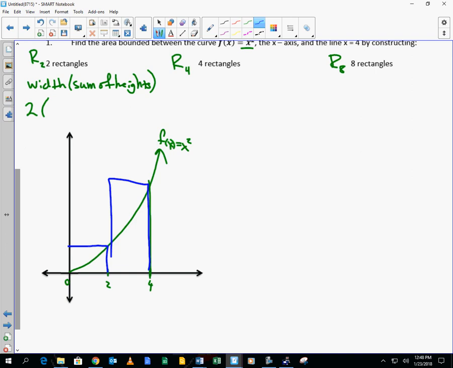So great. What's the first height? 4. How do you get that? And what's the second height? 16. Very good. So I get 2 times 20 is 40.